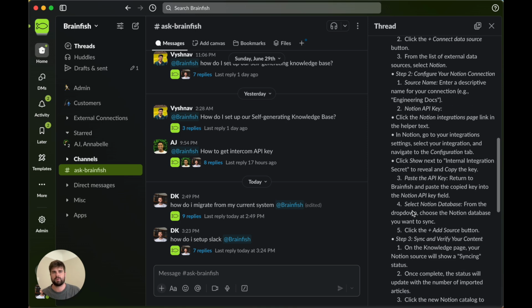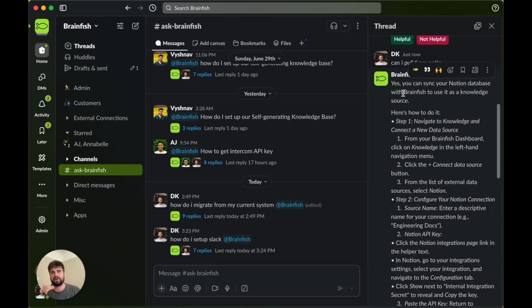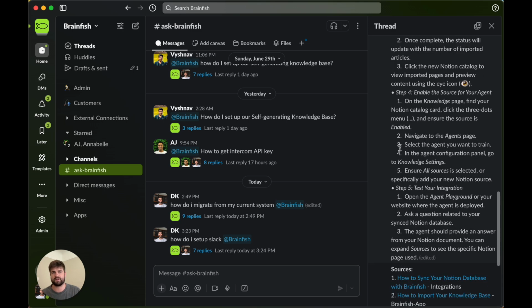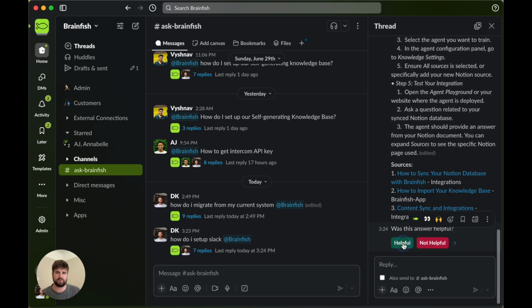So you can see here, we've got a really in-depth response here that says, yes, you can sync Brainfish to Notion, and here's how you need to do it. And that's really going to help me to understand. And I go, yes, that did solve my problem.